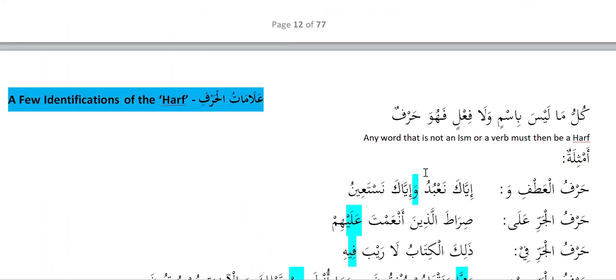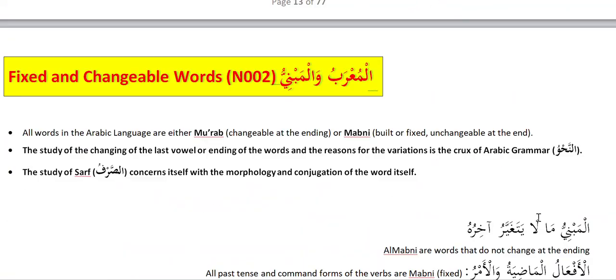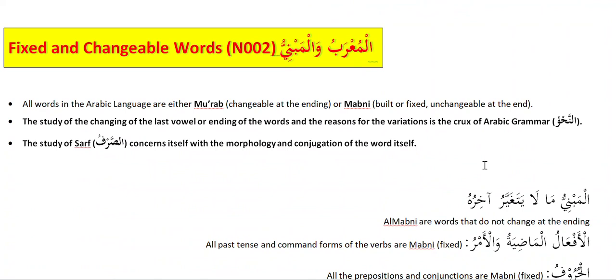Signs of the ism, signs of the harf: everything that is not ism or fi'al is harf. For example, wa, ala, fi, and min. The next lesson is al-mu'arab wal-mabni, fixed and changeable words.